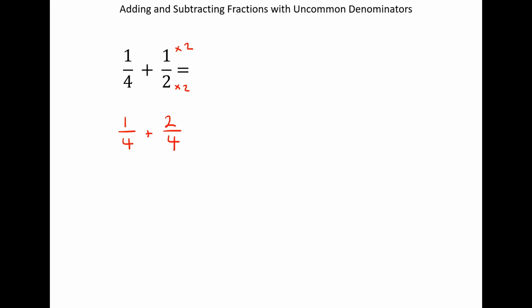Now that my bottom numbers are the same, I can keep it that way and just simply add the top numbers. So I have 1 plus 2 over 4. And in this case, 1 plus 2 is going to be equal to 3. So I have 3 over 4.